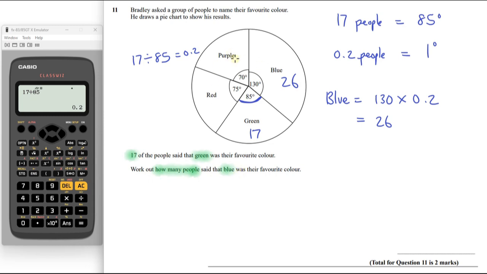I was going to do all of these, but there's no point. All I need is blue. So blue was 26 people, and that does make sense. It should be bigger than green, which is 17. I'm happy that the answer is 26.